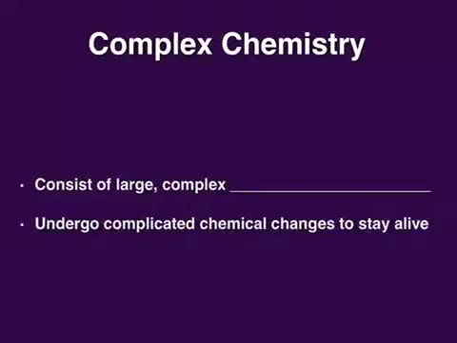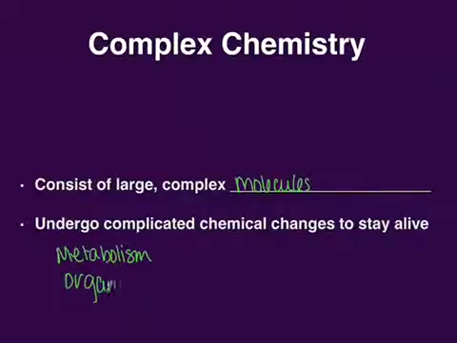Living organisms have a complex chemistry. This means that they have large and complex molecules, and they can undergo complicated chemical changes in order to stay alive. So this really has to do with your metabolism and the use of organic molecules.